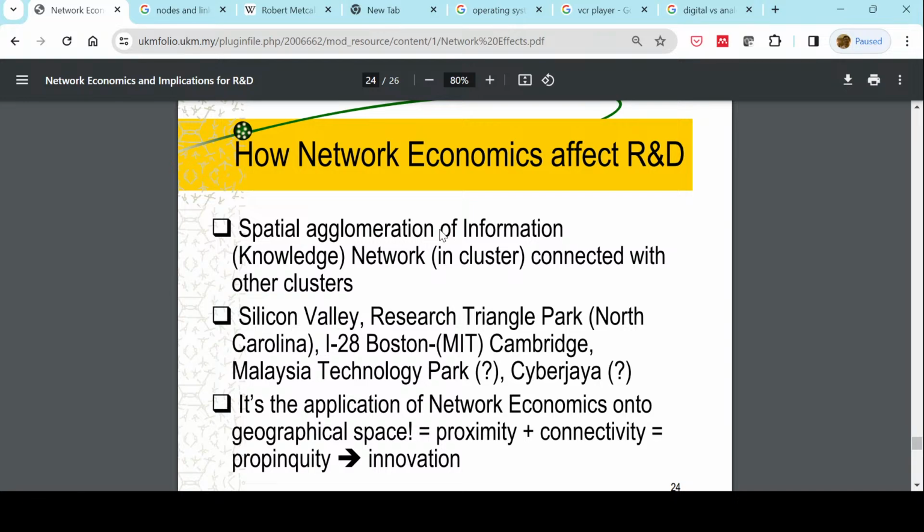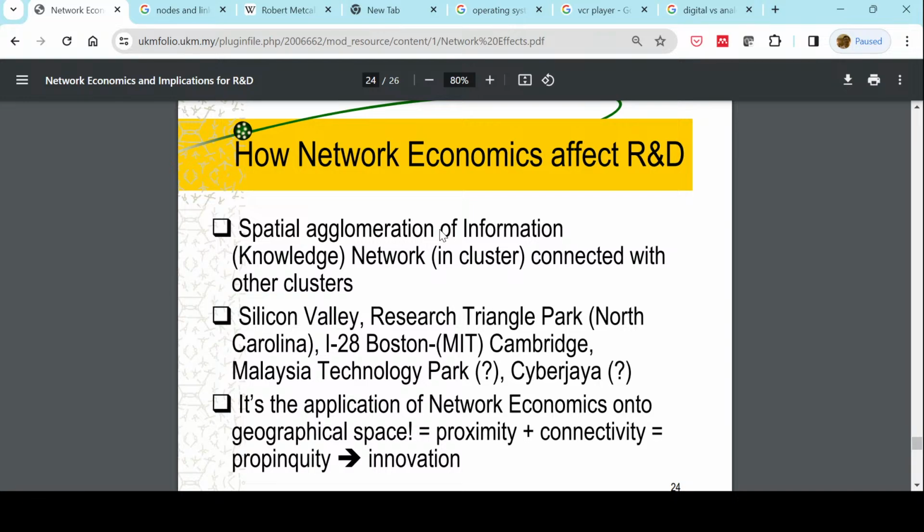I remember Google or Apple, whatever, building round like this. Silicon Valley, Research Triangle Park in North Carolina, Route 128 Boston because of MIT, Cambridge, and Malaysia Technology Park near Bukit Jalil, Cyberjaya. So, question mark, whether successful or not. We have limited time, so I'm going fast.